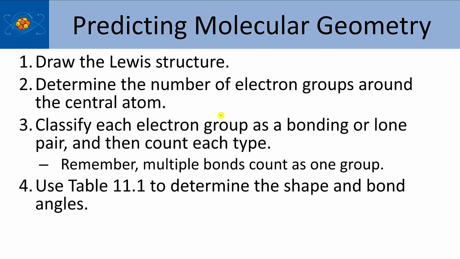So just to summarize how you do this process: you draw the Lewis structure, you determine the number of electron groups around the central atom, you classify each group as either a bonding pair or a lone pair, and then you count each type. If it's a multiple bond, it still counts, or a lone pair, as 1 electron group. And then table 11.1 is what we use to determine the shape.